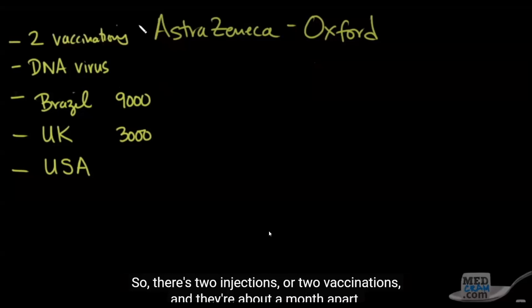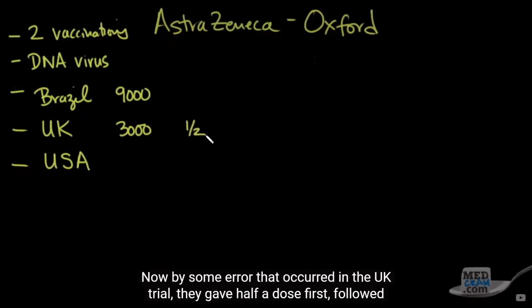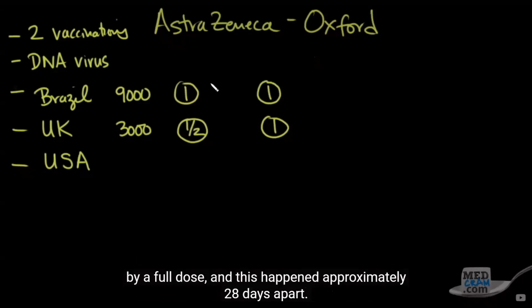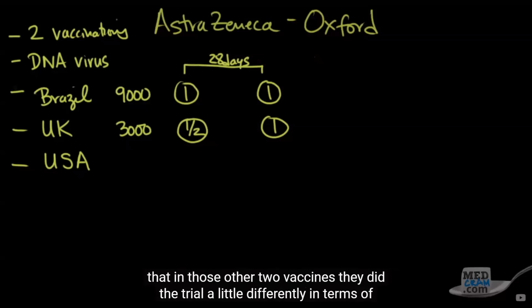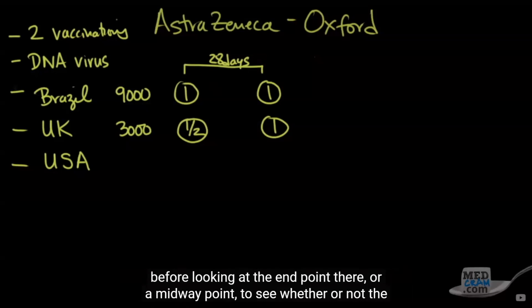Now, by some error that occurred in the UK trial, they gave half a dose first, followed by a full dose. Now, in the Brazil trial, they gave a full dose like they were supposed to, followed by a full dose. And this happened approximately 28 days apart. Now, if you've listened to us when we talked about the other two vaccines, you'll know that in those two vaccines, they did the trial a little differently in terms of the fact that they waited for subjects to become symptomatic with COVID-19 symptoms before looking at the endpoint there, or a midway point, to see whether or not the vaccine was effective.